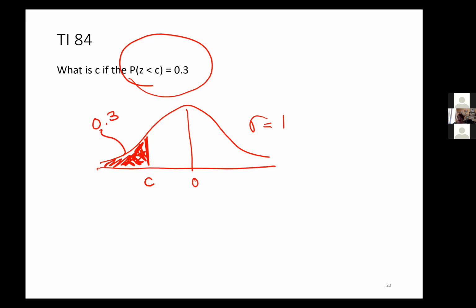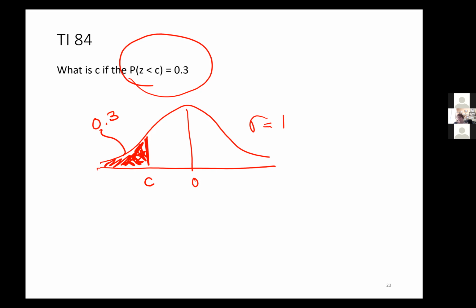So how do I figure out what z-score applies to an area under the curve of 0.3? Now it's different than what I just did. Before, I had a z-score and I found the area. Now I have an area and it wants me to find a z-score. It wants me to find what value of z has an area to the left of it of 0.3.